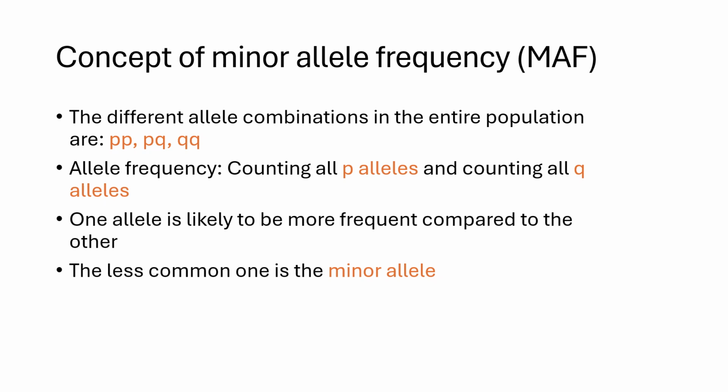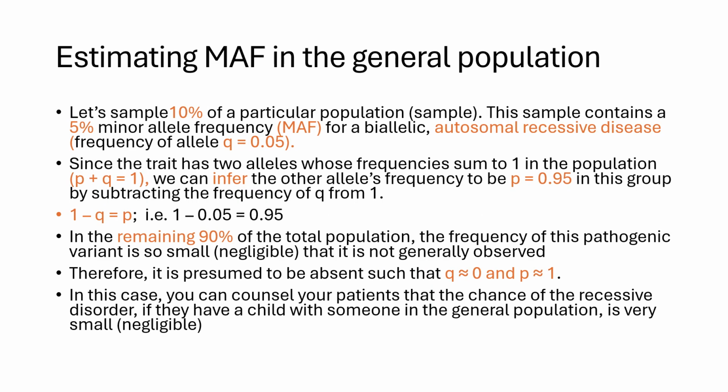One allele is likely to be more frequent compared to the other because we don't have complete thorough mixing anywhere. So we would always have one allele that is a lot more frequent and another allele that is not as frequent. And the less common allele is the minor allele. Okay. So estimating minor allele frequency in the general population is useful to calculate the risk of having a recessive disease.